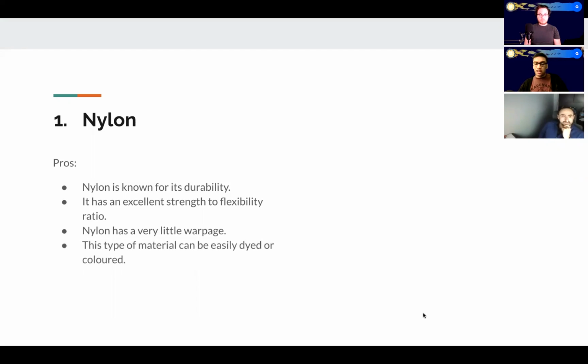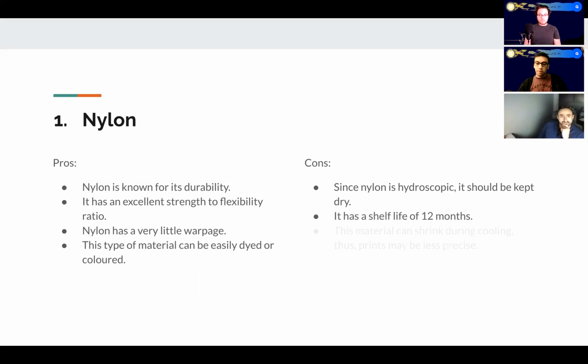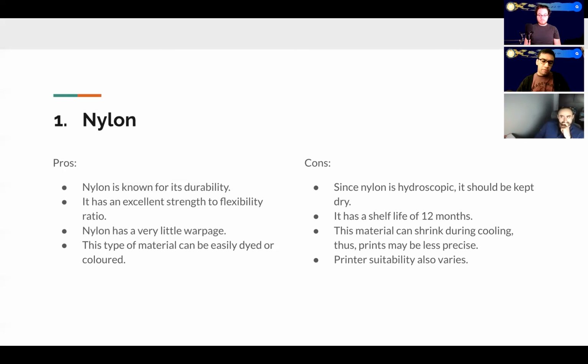Nylon can also be dyed or colored. Some cons: it should be kept dry at all times, and it has a shelf life of only 12 months. This material can also shrink during cooling, and thus the prints would be less precise. Printer suitability also varies. For example, our 3D printing team is upgrading our 3D printers to be able to actually print nylon, because we had to upgrade our nozzle head to support higher temperatures.